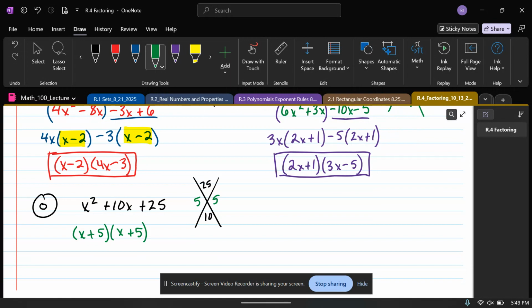What's another way to write that? This is correct, but what's another way to write that? Yeah. X plus 5 quantity squared or x plus 5 squared, whichever way you want to say it. Both of those mean the same thing. Okay? So be able to recognize that.